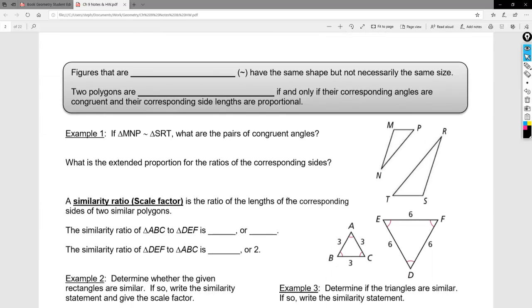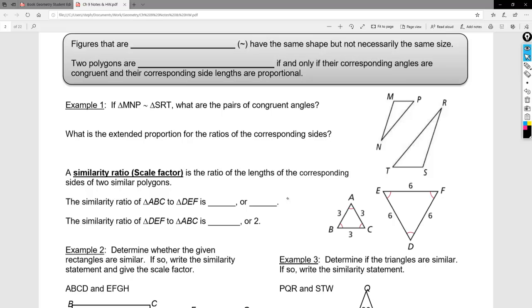Okay, so a little bit of vocabulary and then some examples. So we say that figures that are similar, which we use a tilde to represent, have the same shape but not necessarily the same size. So we say that two polygons are similar if and only if their corresponding angles are congruent and their corresponding side lengths are proportional. So that's the important part. Their angles must be congruent. Their angles have to be the same. Their side lengths are proportional. That's the difference between similarity and congruence.